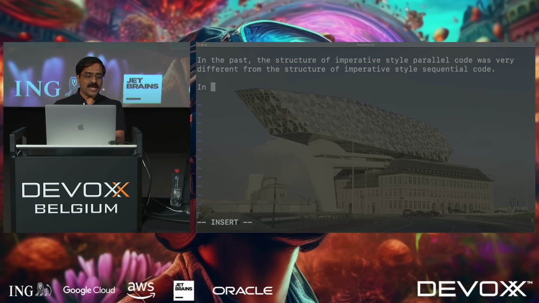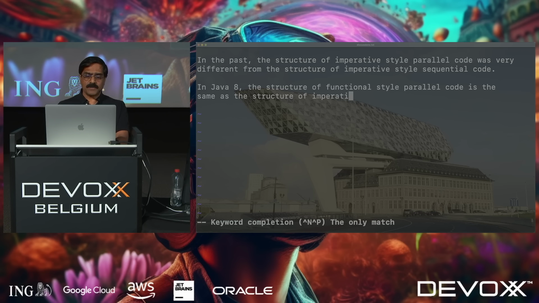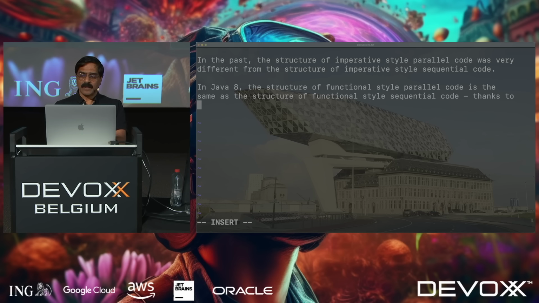Now, in Java 8, we had a big breakthrough. In Java 8, the structure of functional style parallel code is the same as the structure of functional style sequential code. Thanks to whom should we thank? That's right, streams. So thanks to streams, this happened for us. You write the code as a stream, you can make it a parallel stream. Not that it doesn't have any caveats, but it was very, very powerful and easier to use.